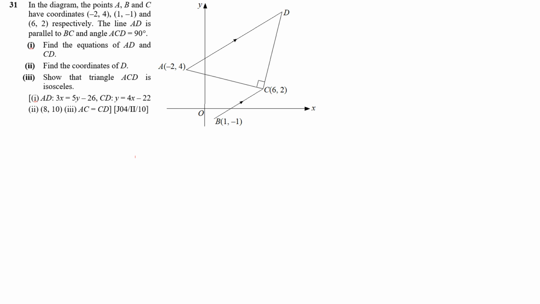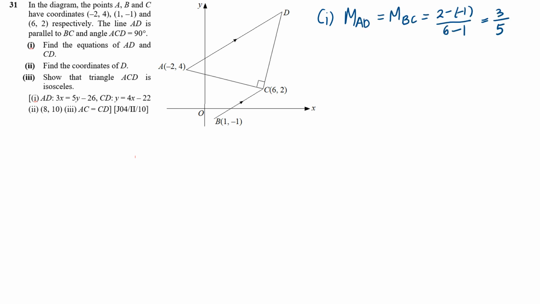If you look at these questions, the two main concepts are: when two lines are parallel to each other, they have the same gradient. If two lines are perpendicular to each other, m1 times m2 equals -1. So let's look at part 1 first.